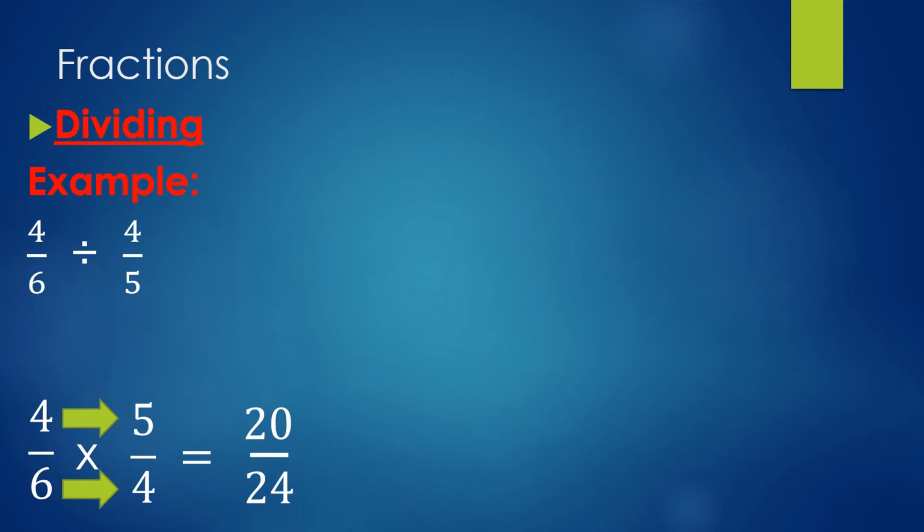But again, we want to reduce whenever possible because we want the simplest answer. So we have to find a number that we can use to reduce both of these. So we can do division by 4 for the numerator and the denominator. If we divide 20 by 4, we'll get 5. If we divide 24 by 4, we'll get 6. So we end up with 5/6 as our answer. And we can't reduce it any further, so we know that we're done.